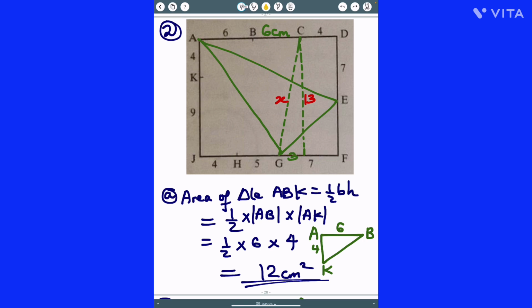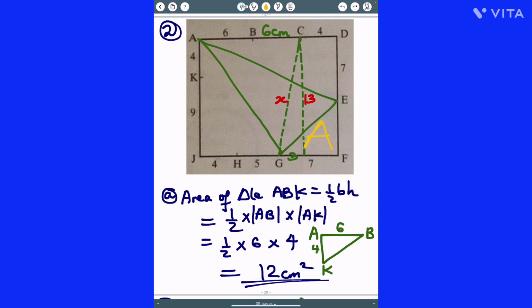Are you getting it? After getting that area, calculate the area of triangle A, calculate the area of triangle B, and subtract it from the total area of the trapezium. So what we'll be left with will be the area of this triangle. Is that clear? After removing the area of triangles A and B, we'll be left with the area of triangle AGE. So let's go ahead and do that.